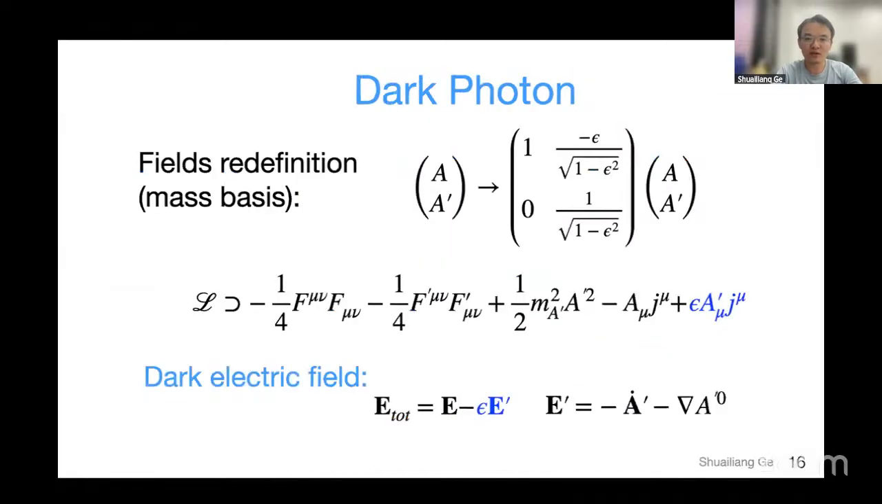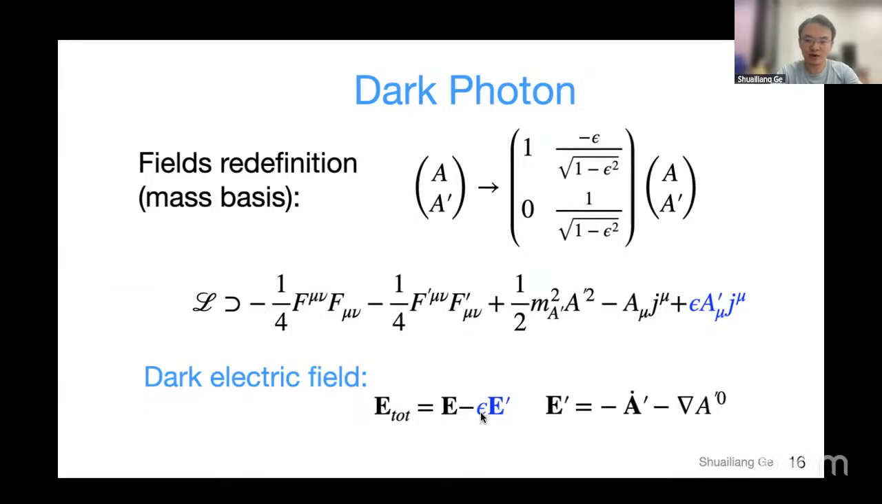For convenience, we can redefine the fields by a rotation, which means we change the basis. In the so-called mass basis, the kinetic mixing term F prime term is gone, but the price is that we get a new term in which the dark photon field couples with the electric current. Due to this term, we say that the dark photon induces an effective electric field, which you can call a dark electric field. The strength of this electric field is suppressed by epsilon. This electric field is very small, but we have figured out a way to detect such a small electric field.